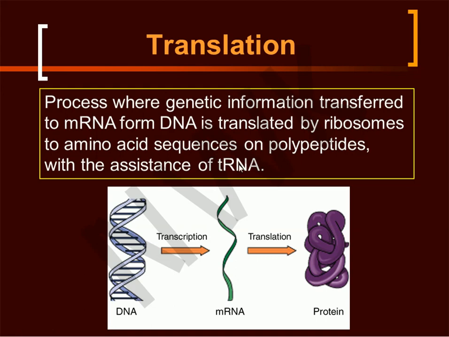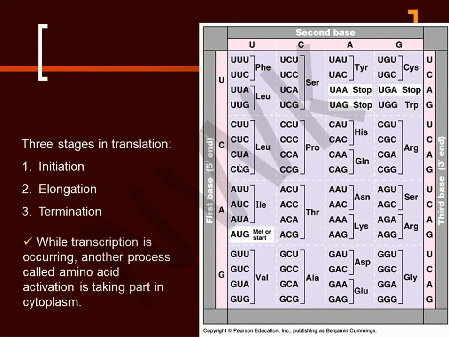So translation is a process where genetic information transferred to mRNA from DNA is translated by ribosome to an amino acid sequence in a polypeptide, with the assistance of tRNA. So from here, a polypeptide or protein will be synthesized. This protein later on can be converted into an enzyme, a hormone, an antibody, or a signaling molecule. From here, it carries out the activity of a cell.